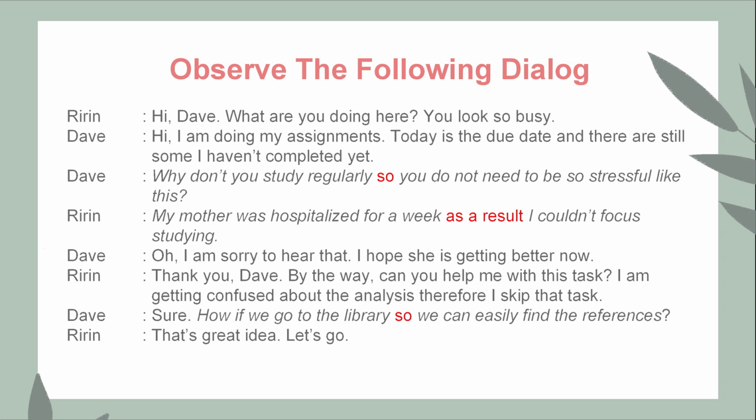Thank you, Dave. By the way, can you help me with this task? I am getting confused about the analysis, therefore I skipped that task. Sure. The third one: if we go to the library, so we can easily find the references. So the first event, or the cause, is if we go to the library, and the conjunction is so. And the effect, we can easily find the references.